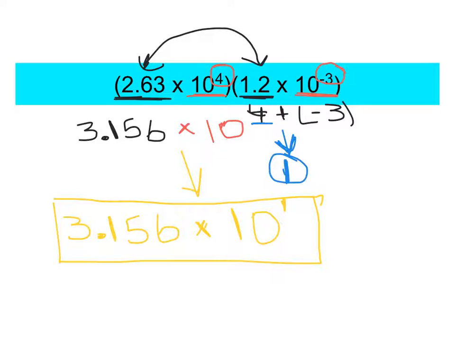Before you move on to dividing in scientific notation, please do number 1 in guided practice in your book, which is page 62, and then raise your hand so that I can check your work to make sure you're on the right track. Again, that's page 62, number 1. All right, good luck.